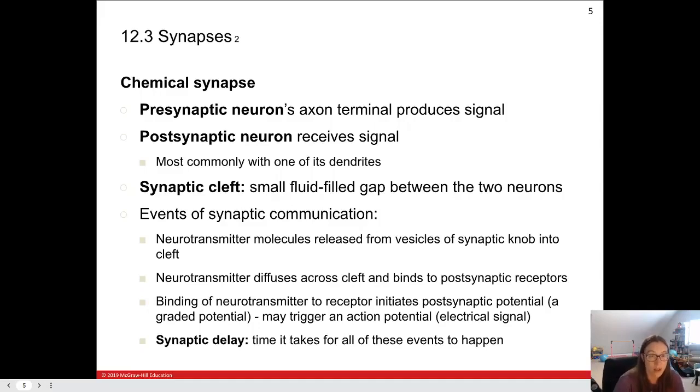We have a couple of vocabulary terms that we need to talk about so that we're all on the same page. A synapse is going to be the area in between the two neurons. And the presynaptic neuron, right? Presynaptic is the neuron that is initially sending the information. Usually it's drawn at the top of the page or the left side. That's where the information is coming from. That's the neuron that produces the signal.